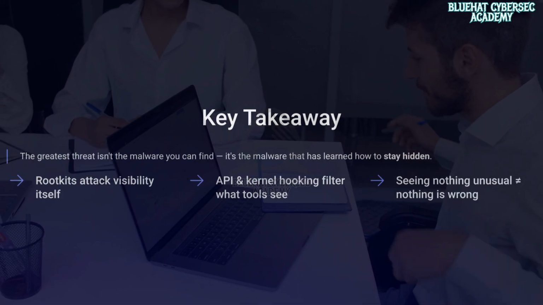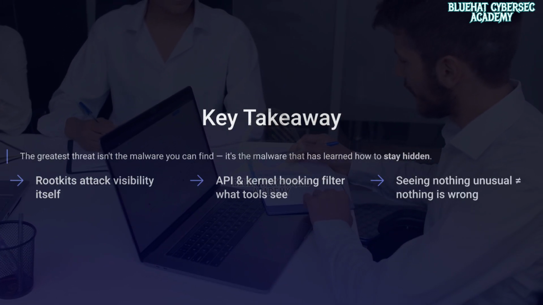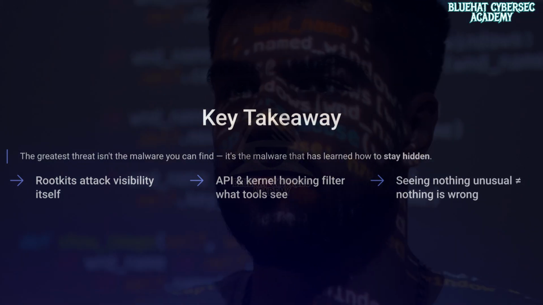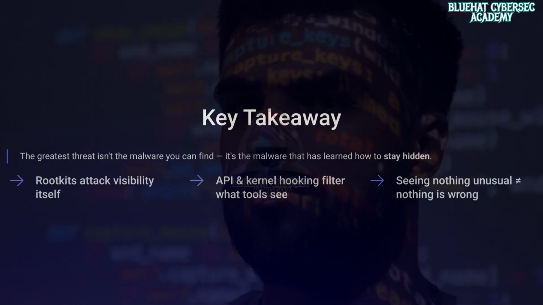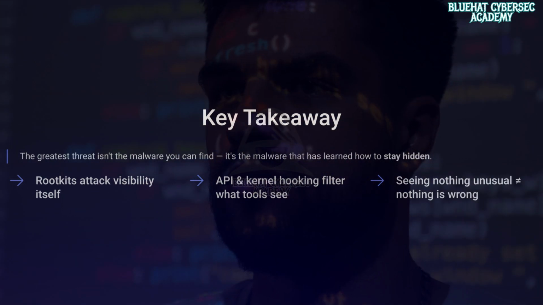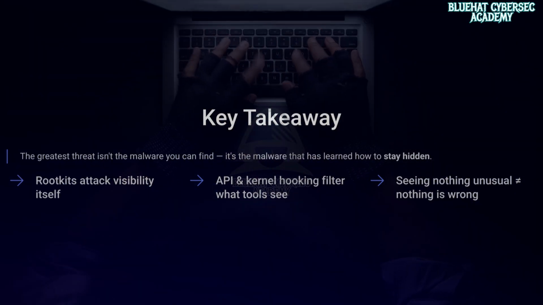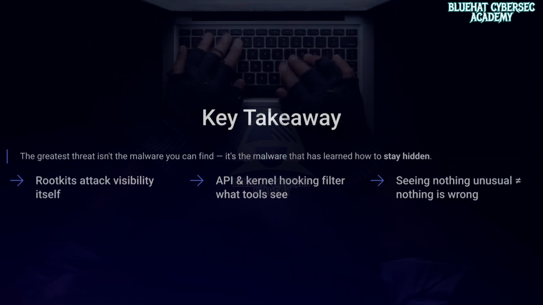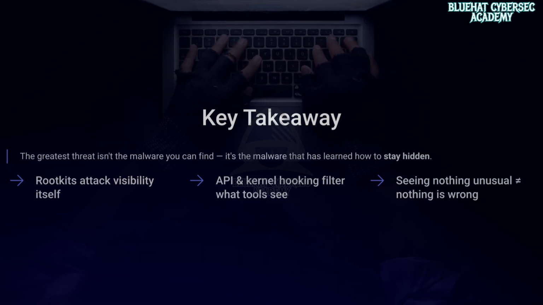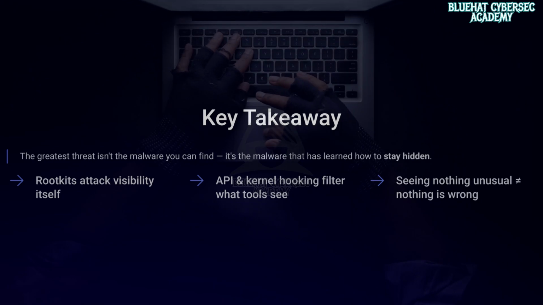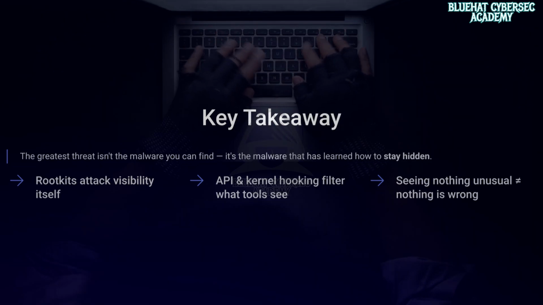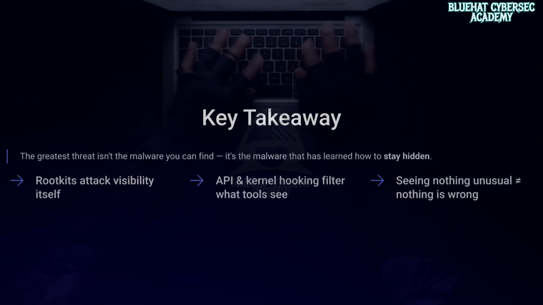And that brings us to the key takeaway. Rootkits are among the most dangerous forms of malware because they attack something security professionals often take for granted: visibility. Through API hooking, kernel hooking, process hiding, file hiding, registry manipulation, and persistence mechanisms, rootkits make compromised systems appear clean while malicious activity continues behind the scenes.